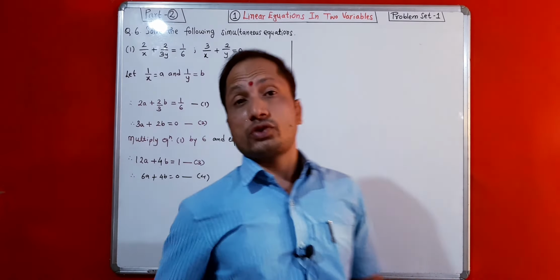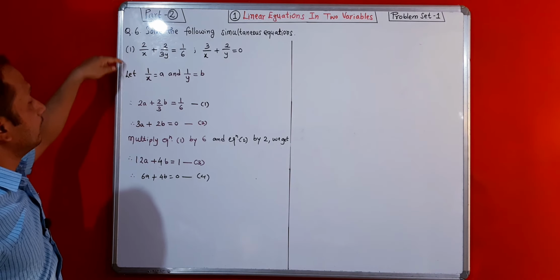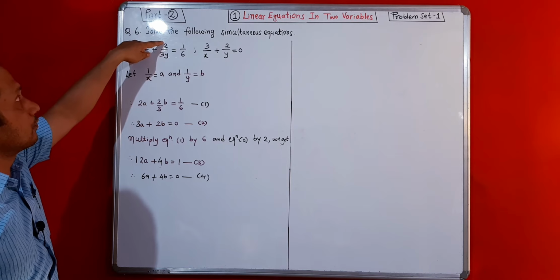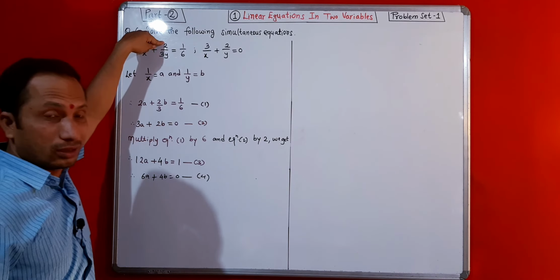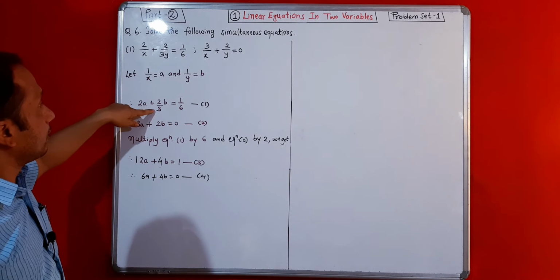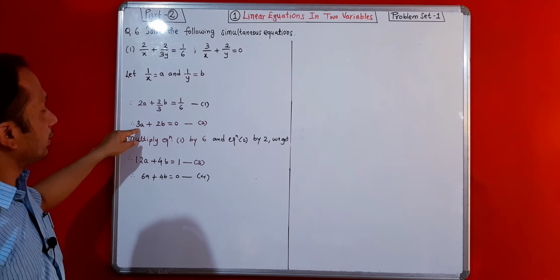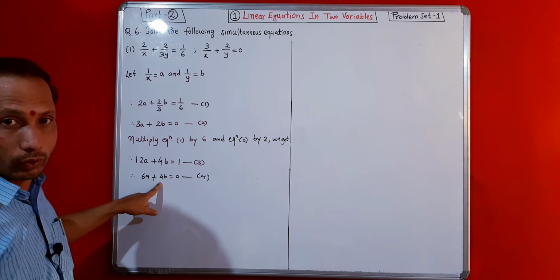I say sorry first, because there is a mistake. Actually this is 2 and we multiply by 6, then this becomes 4. This 3 gets cancelled and 3 2s are 6. So this figure will change to 4b, and then multiply this by 2, so we'll get 4b. There is a mistake, please.